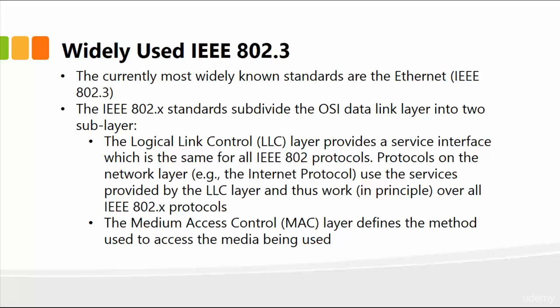What this standard does is subdivide the OSI model, recall from our previous lessons. It has 7 layers. One of the layers is the data link layer, and it divides it into 2 sub-layers. The first is the logical link control layer, known as the LLC, which provides a service interface which is the same for all the IEEE 802 protocols. For example, protocols on the network layer such as the IP use the services provided by the LLC layer, and thus in principle work all across the IEEE 802.x protocols. The second layer is the medium access control, or the MAC layer, and this defines the method used to access the media being used.